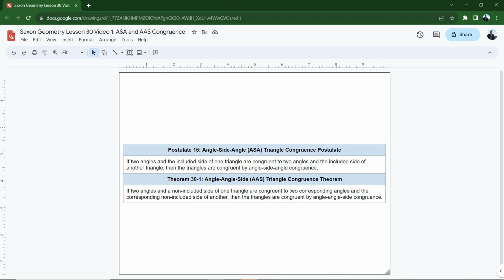But these two work, okay? So we're going to do some practice problems working with these two congruence statements in the next video.